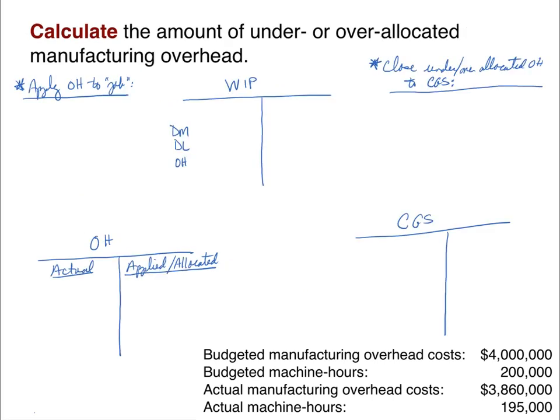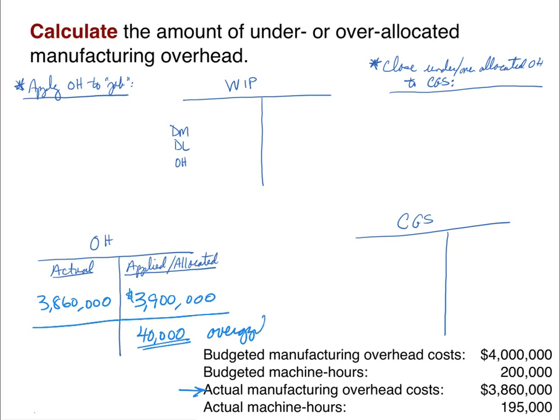Okay, so now that you have calculated any under or over allocated overhead, let's see how we got that. So we just calculated applied and allocated overhead to be $3,900,000 on the prior part of the problem. Well, they tell us in the information that actual overhead is $3,860,000. So that goes on the debit side of our overhead T account. And it looks like we're going to be over-applied because the credit side is higher than the debit side. And the difference is $40,000. So we are over-applied or over-allocated.